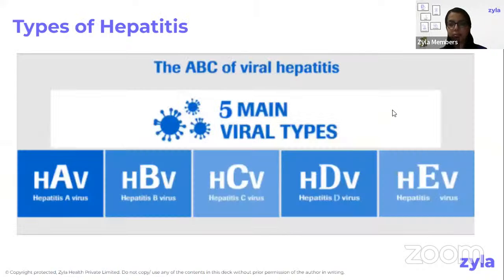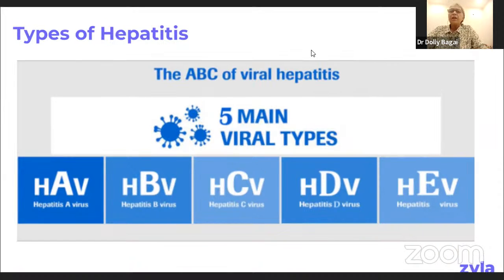So now I'll be talking mainly on viral hepatitis. And as we asked in the poll, there are 5 main types of viral hepatitis. The correct answer is 5. Now we shall be talking about these 5 main types, and this will go alphabetically: A, B, C, D, and E. The full names are HAV, HBV, HCV, HDV, and lastly HEV. But in short, they are named as A, B, C, D, and E. Now let us see one by one what each hepatitis is all about.